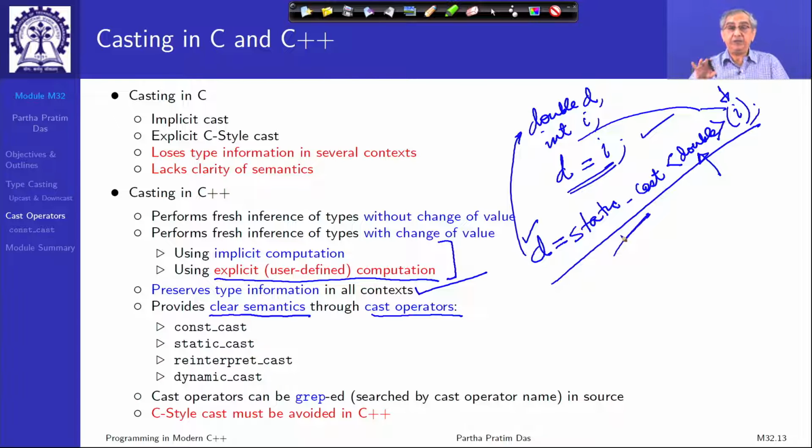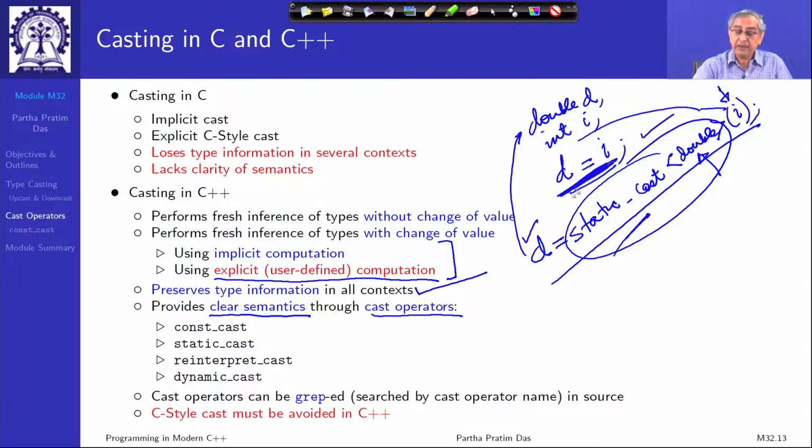In terms of actual computation, there will be no difference, but the core difference is that when you do this, you can search for static_cast<double> in the code. You cannot search for the implicit one. There is no textual fingerprint to say that this is where the conversion has happened. It is all implicit, but using this you can find it.